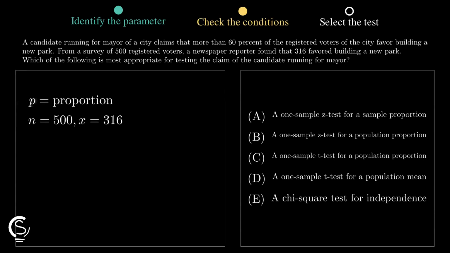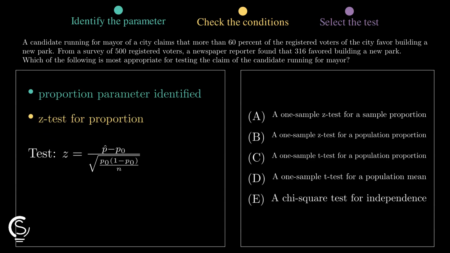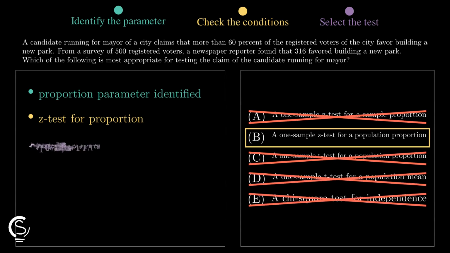For proportions, we use the normal distribution approximation, which requires a z-test. T-tests are reserved for means when the population standard deviation is unknown, so avoid those for this problem. Option A is wrong because we test population parameters, not sample ones. Options C and D use t-tests, and E is for categorical associations. B is the only correct choice.